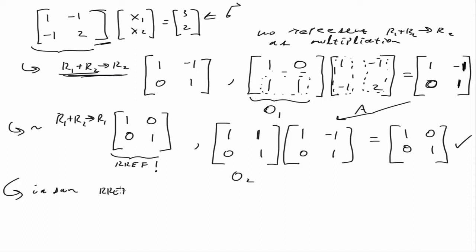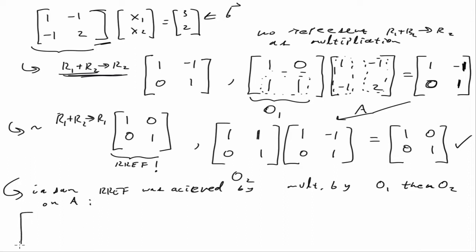RREF was achieved by multiplication by O1 then O2 on A. So let's write that out. So again, this was all multiplication from the left. So this is O1, or so that was our O2 there, and there was O1 here. And then we had A here. Okay, and now we can write it out.